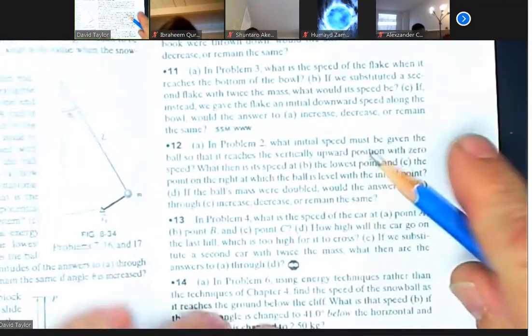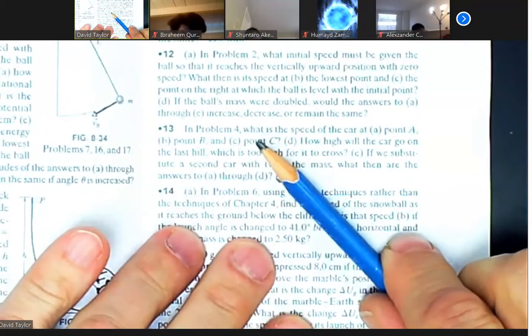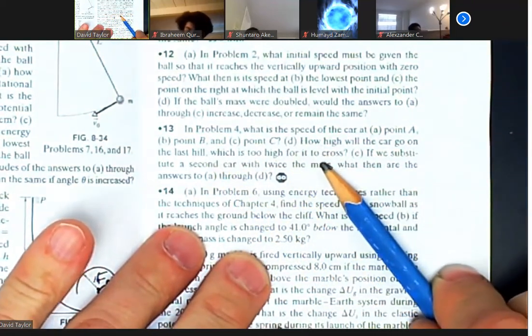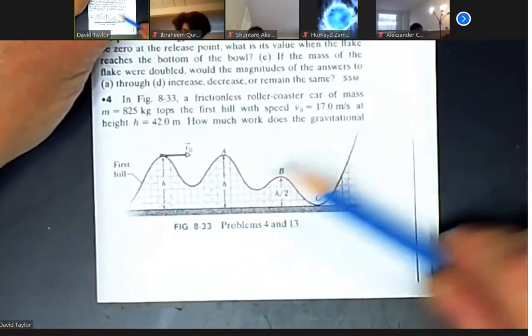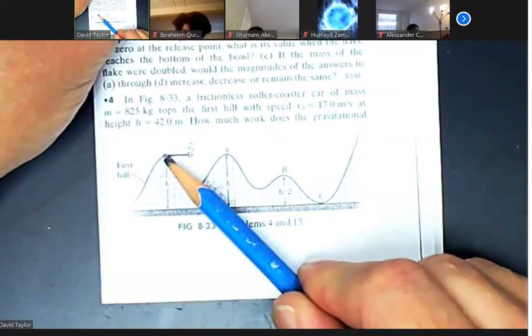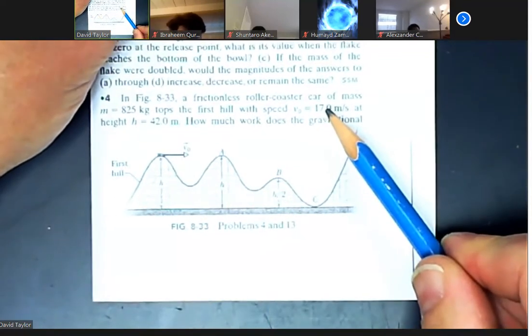And they're asking us questions here. What is the speed of the car at point A, B, and C? And how high will it go up this ramp right here? I forgot to mention, the speed of the roller coaster at this spot is 17 meters per second.